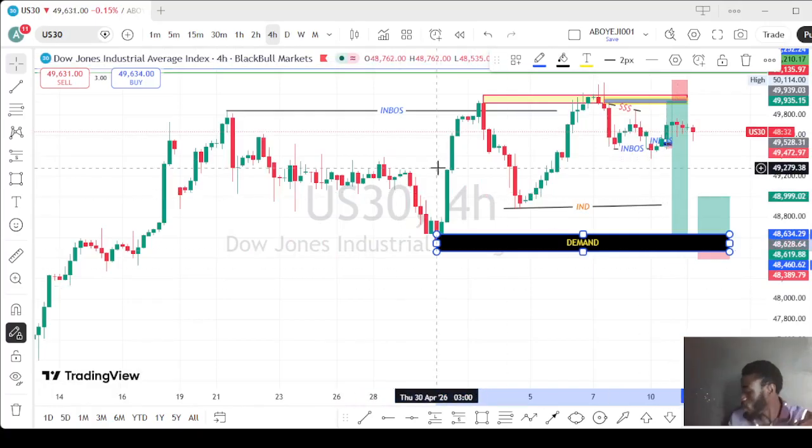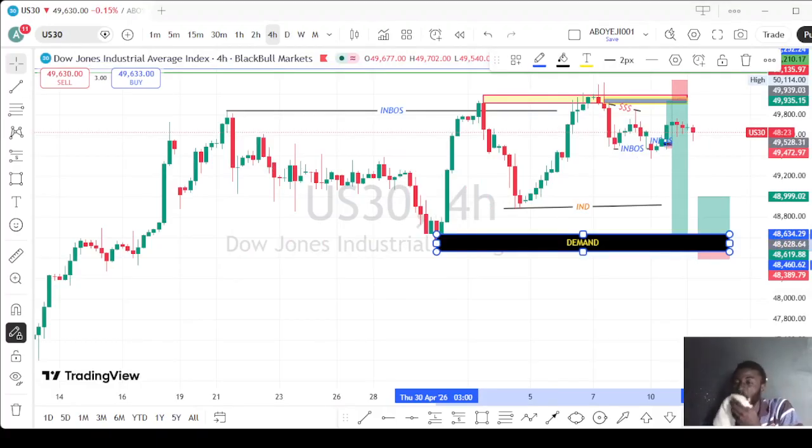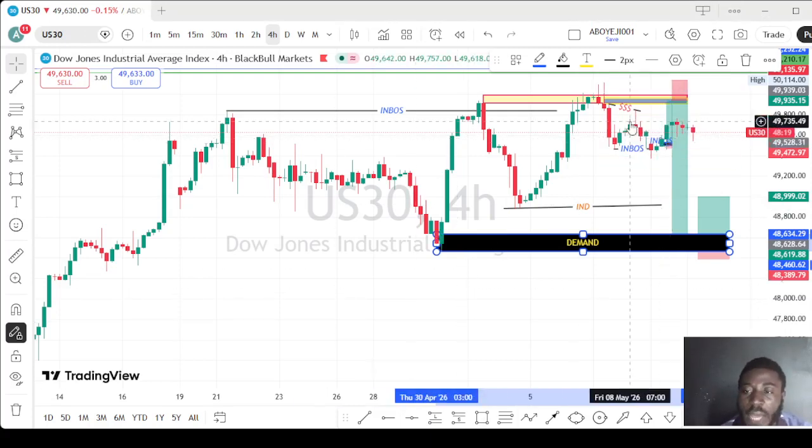The reason why we call the 4 hour time frame our analysis time frame is because the 4 hour time frame will clear the chart for you very well. It will give you a clear view of the chart. So this is what we are having on the 4 hour time frame.